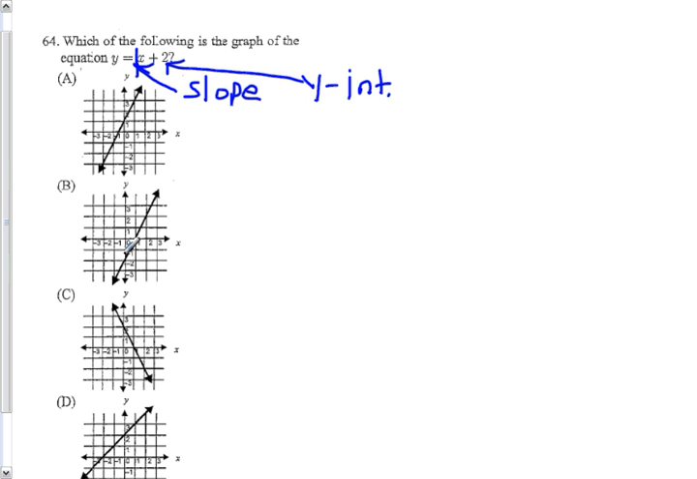We'll rule out any graph, therefore, that is a negative graph. So C is not a possible choice because it is falling as you move from left to right across the graph. So now we're dealing with just A, B, and D.